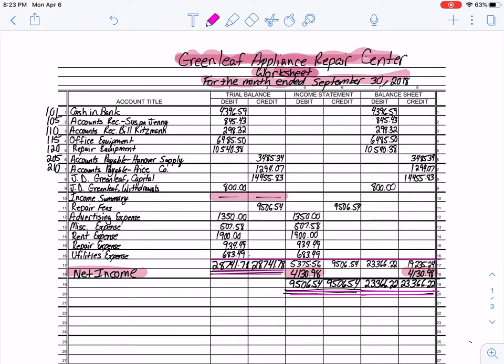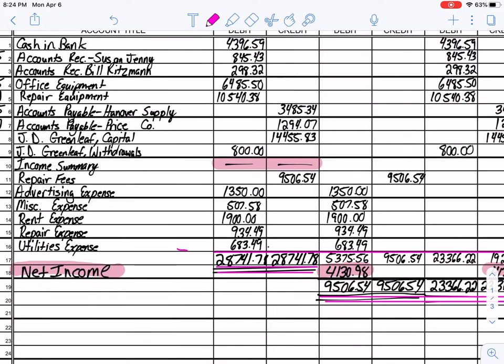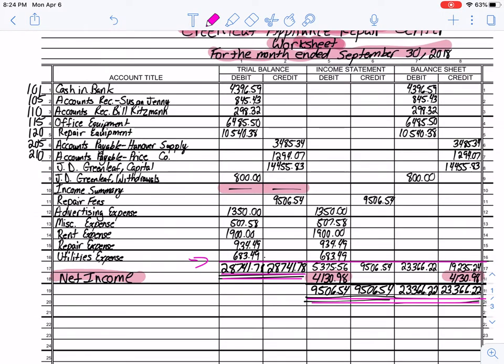Down here, draw an arrow. I've got this single rule, and remember that single rule means that everything above it is done. I need to add them up or total up those columns, and when I do it, my columns are totaled and equal, so I can put a double rule underneath right here, showing I am done with these columns.